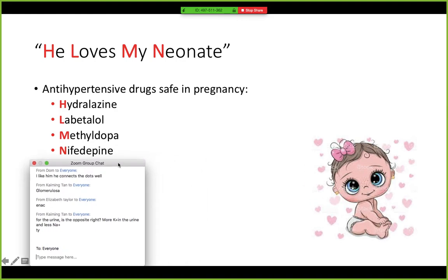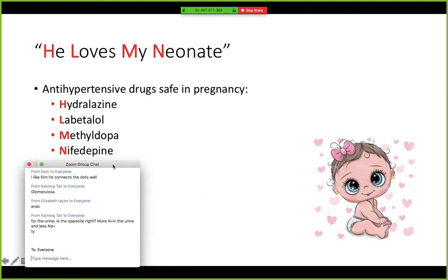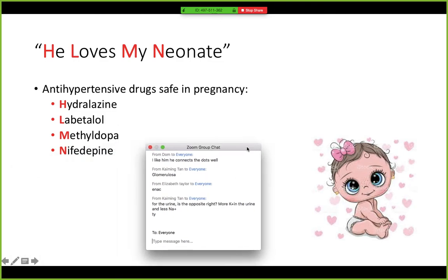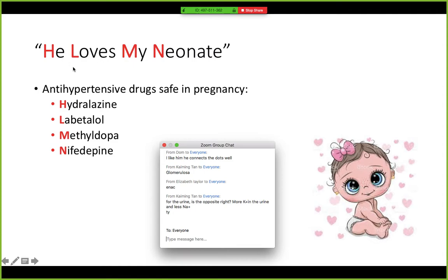Okay, so this wasn't in his slides, but this was not something that I really learned or caught on to until late this year. And I think having this mnemonic or knowing it earlier on would have been helpful. So "He Loves My Neonate" is going to give you antihypertensive drugs that are safe to use in pregnancy. So hydralazine, labetalol, methyldopa, and nifedipine.